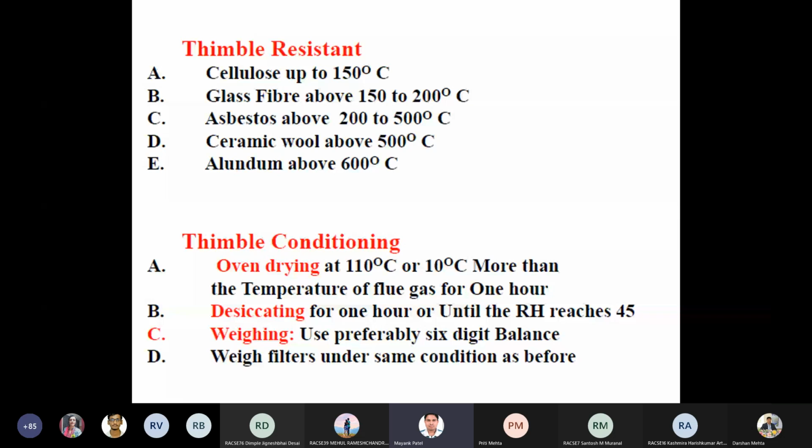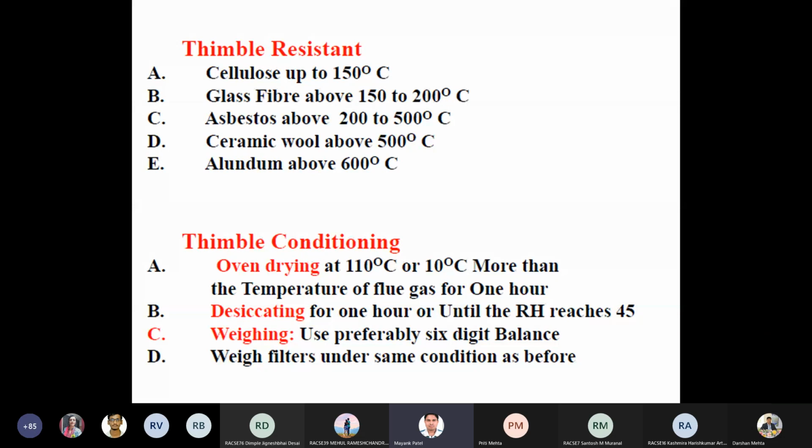And when you do this sampling of particulate matter in the stack, you have to be very careful, because if the stack velocity is not measured properly, then the rate at which you are doing the sampling, right?